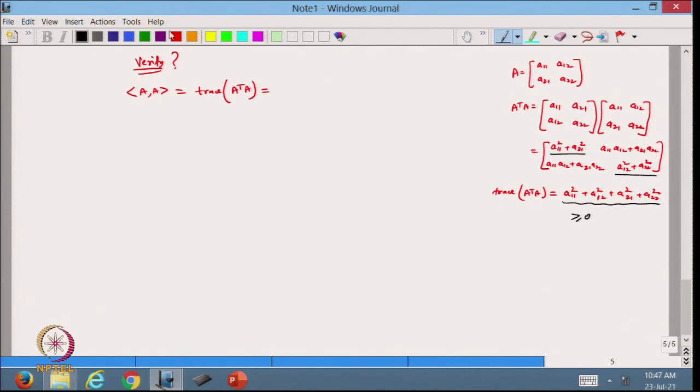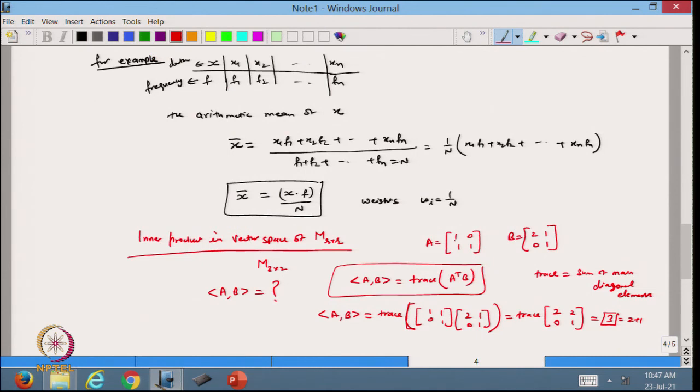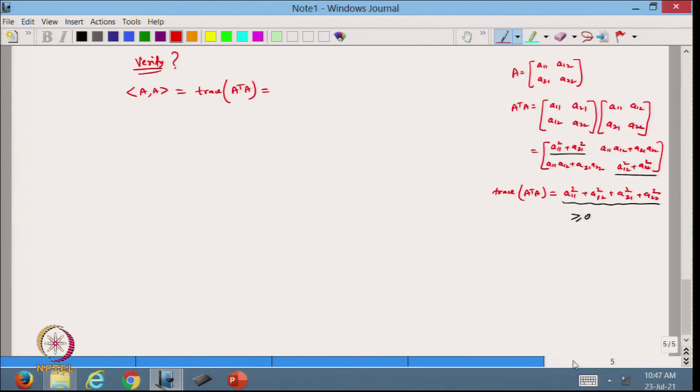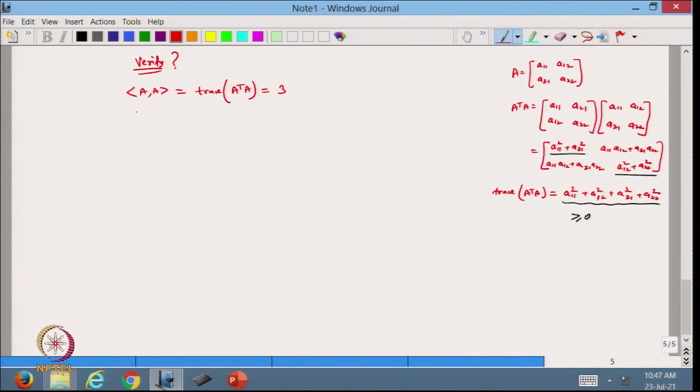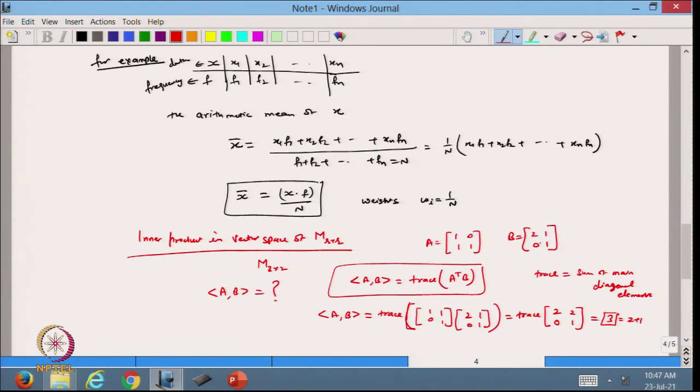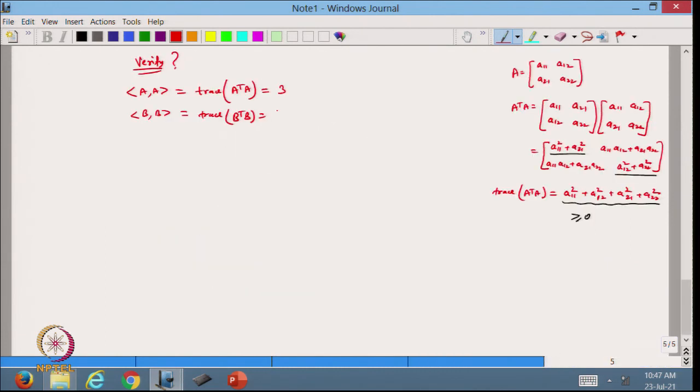So, from here I can say that the trace of A transpose A will be 1 plus 1 plus 1, so it will be 3 in this case, because I am taking this square plus this square plus this square. So, no problem. Or maybe I can take the inner product of B with itself, that is trace of B transpose B. So, this will be 4 plus 5 plus 6, so it is equal to 15, and this is positive, that we know.